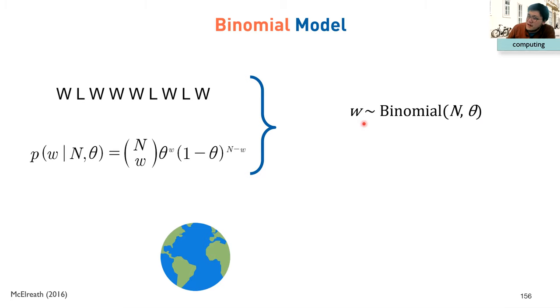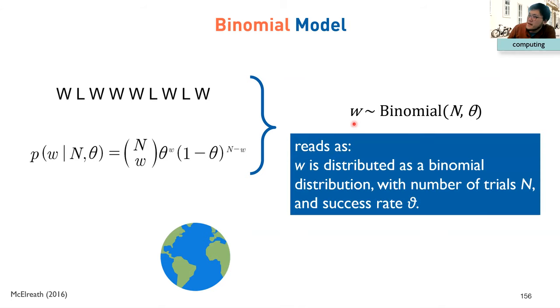And how to read this? It reads like W is distributed as a binomial distribution with number of trials, capital N, and success rate of theta. And this one can be generalized. So how to generalize that?